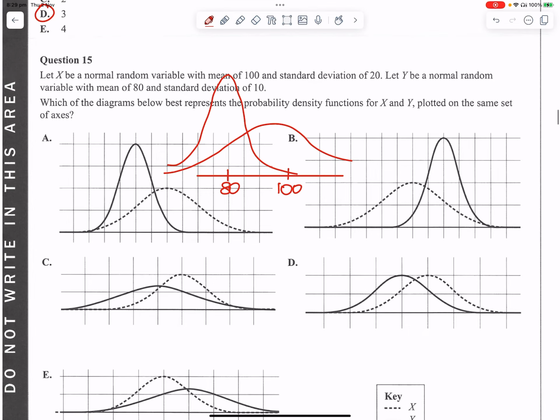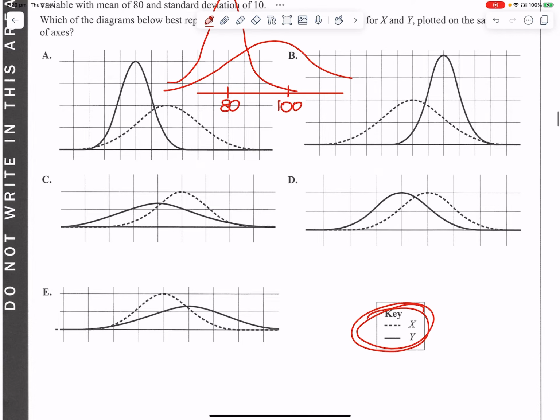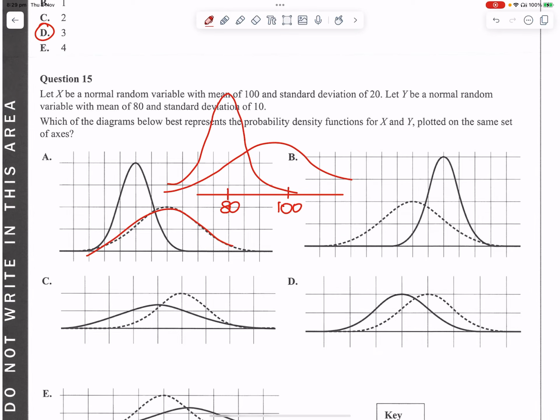Which of the diagrams represents the best? Okay, so which one? Oh, there it is. X and Y. So X is the one with the higher mean. So that's it there. And because our standard deviation for this one is lower, it means it's going to squish up more. So it's got to be A.